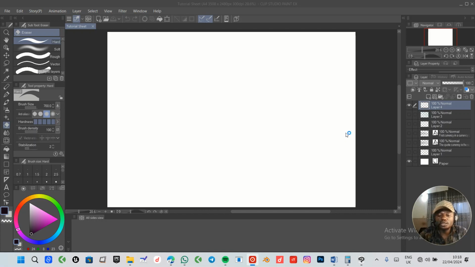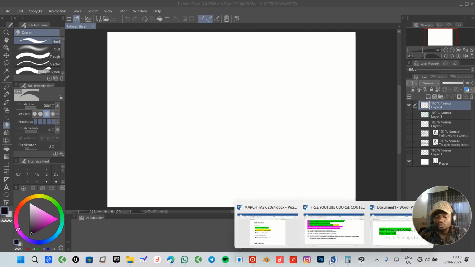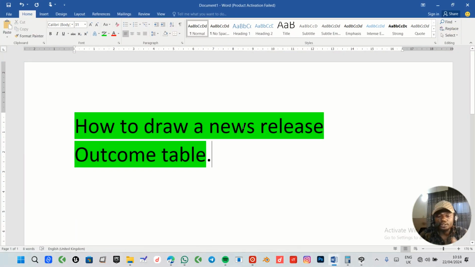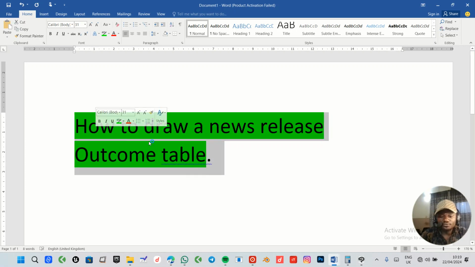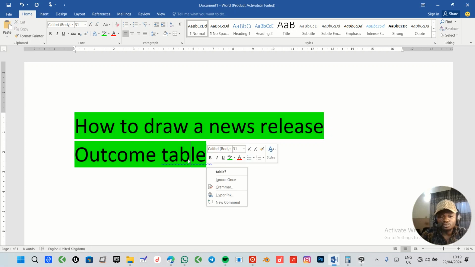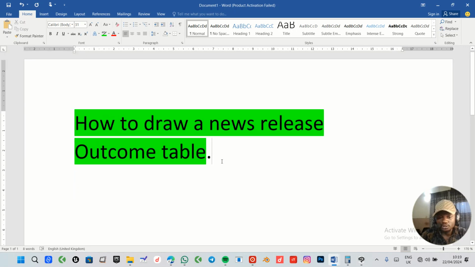Okay, guys. So today I'm just going to show you how to draw a news release outcome table. Please pay attention to this, because if you don't understand this, you will find it hard to trade news, or very difficult to understand the direction the news is going after the news release. Remember, I told you guys, you need to wait for the outcome of the news. That is what you're going to trade. So let's get started.